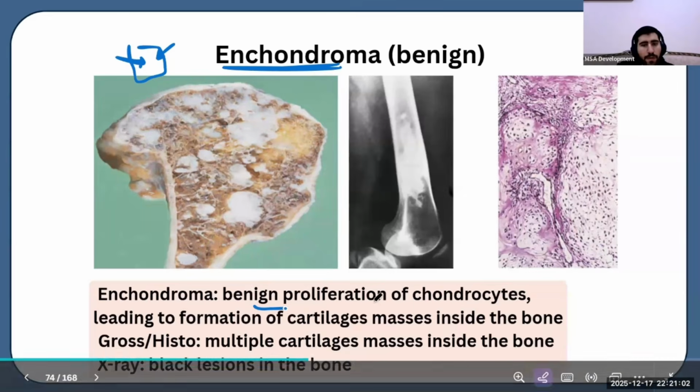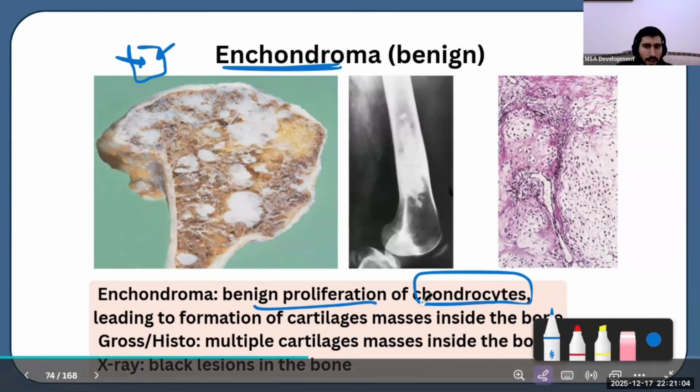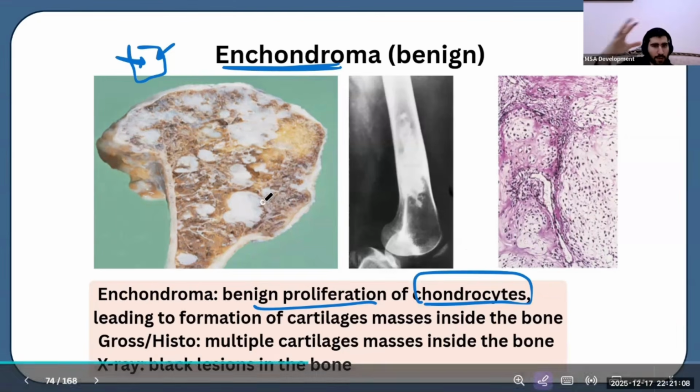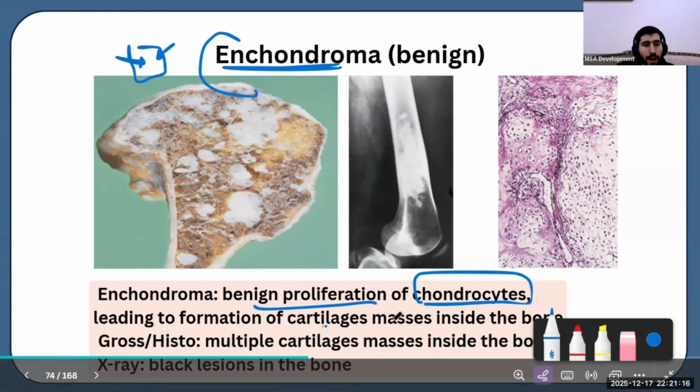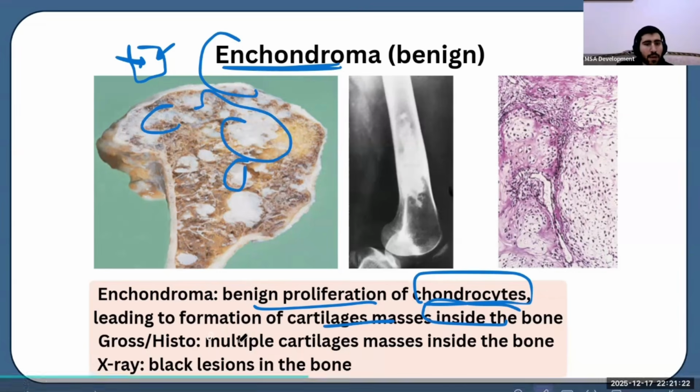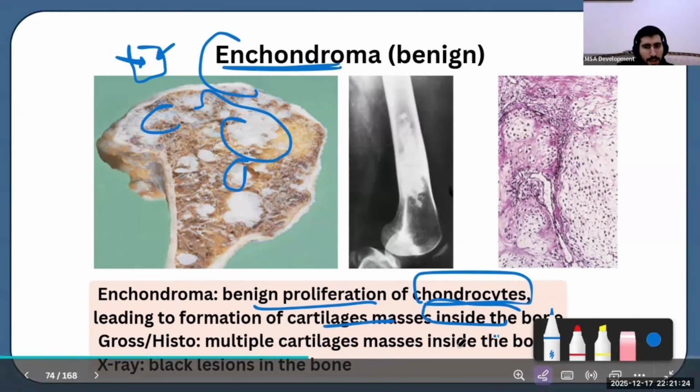Enchondroma is benign proliferation of chondrocytes, which are the cartilage cells. If you have benign proliferation of cartilage cells, you will have a lot of cartilage formation. The disease is called enchondroma, so it's inside the bone. So we will have formation of cartilage masses inside the bone. As you can see here, that's cartilage inside the bone. Grossly, we will have multiple cartilage masses inside the bone.